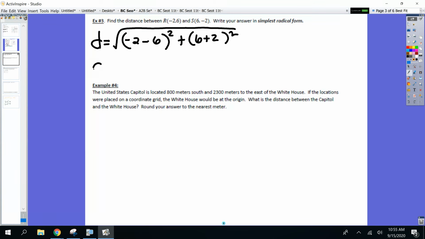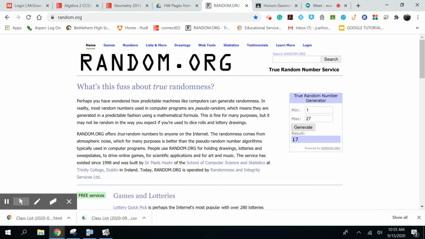All right, let's keep trucking. Negative 2 minus 6, all squared. Again, anytime you square any type of number, what should your answer be? Positive. After you're done squaring, you should end up with a positive number every time. Here we go.